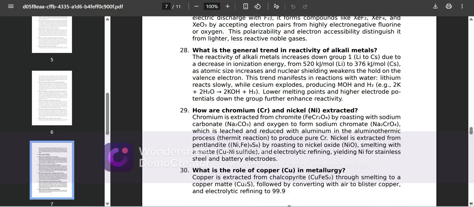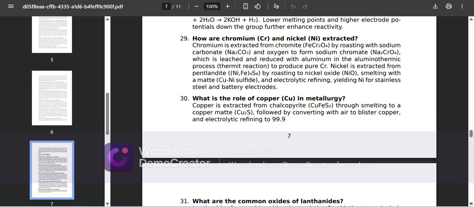Lithium reacts slowly while cesium explodes, producing MOH and H2. Example: 2K + 2H2O = 2KOH + H2. Lower melting points and higher electrode potentials down the group further enhance reactivity.